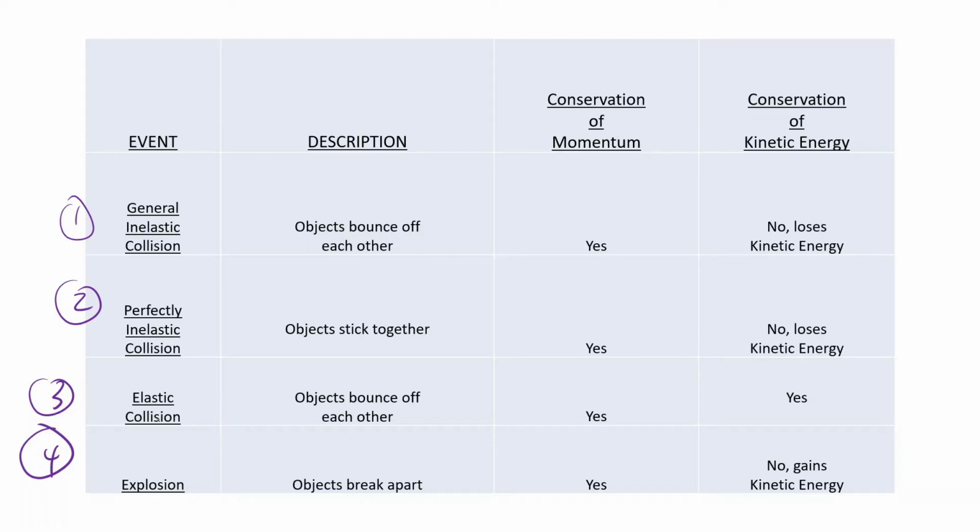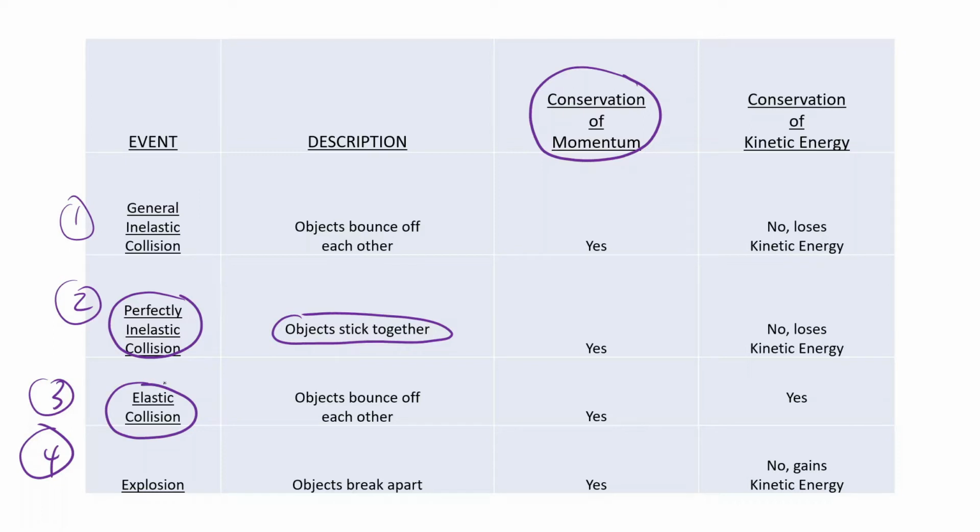One thing is that in all collisions and explosions, momentum is conserved. Key thing to know. Another thing is that perfectly inelastic collisions mean objects stick together. Another key thing is that in an elastic collision, kinetic energy is conserved. It's the only one where kinetic energy is conserved. If you want to copy down the other things, pause it and do that. I'm going to move on.